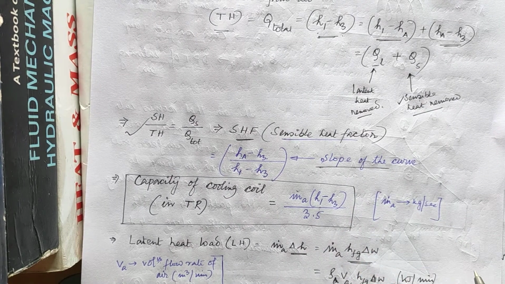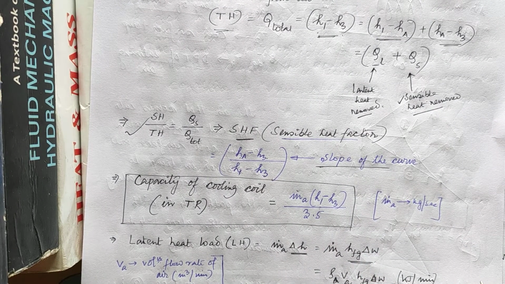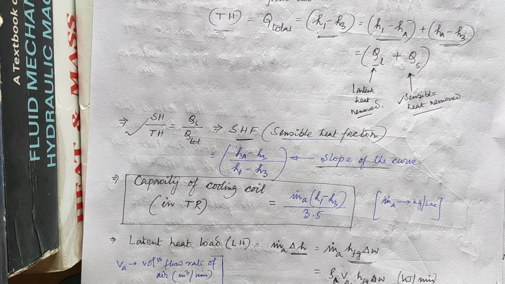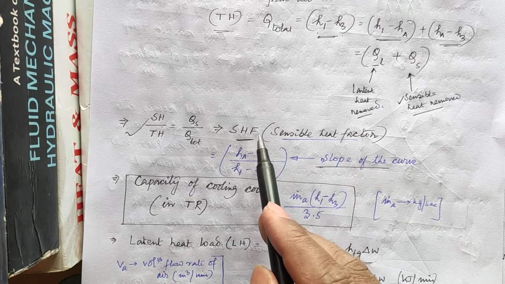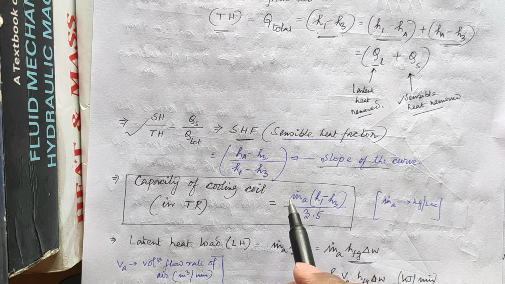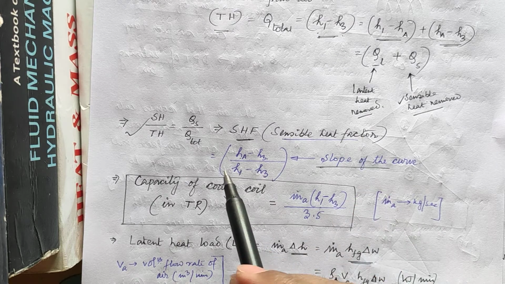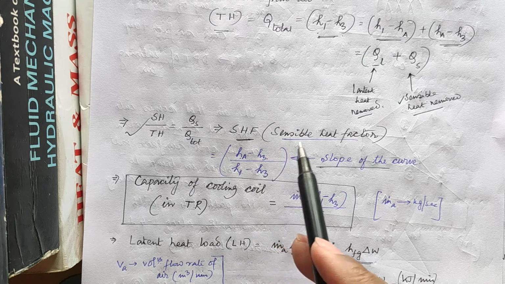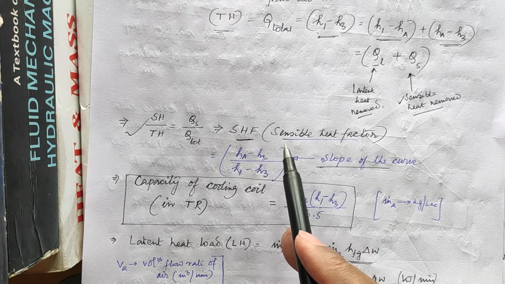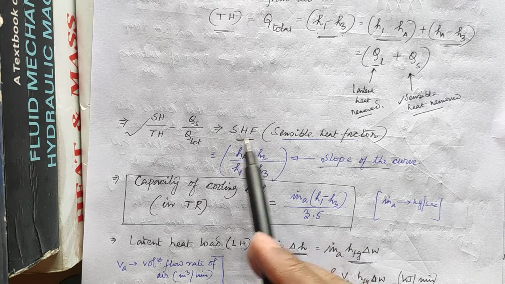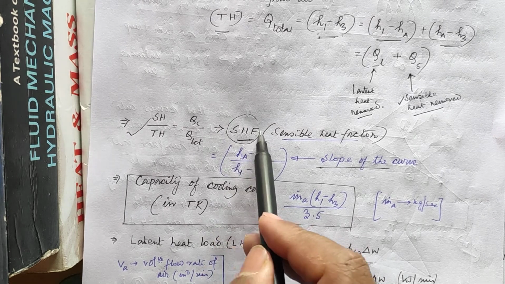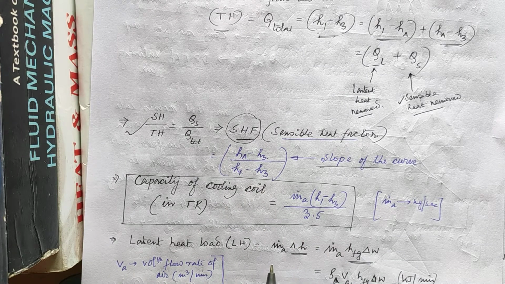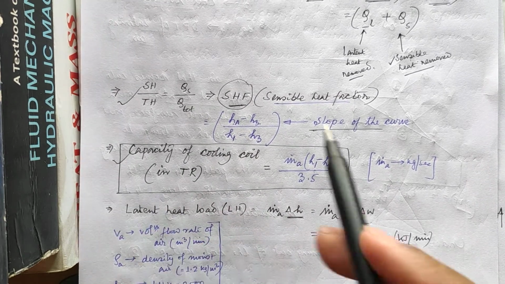So if the inlet condition of the air, that is the air coming into the duct or into the system, is known, and if the sensible heat ratio or sensible heat factor is known, then the process line 1 to 3, or the sensible cooling and dehumidification line, can be drawn through the given initial condition by using the slope of the curve, that is nothing but the sensible heat factor. From this, the capacity of the cooling coil can also be written.